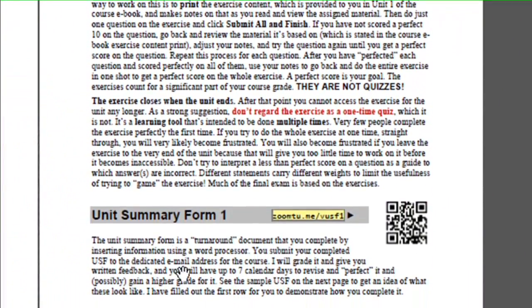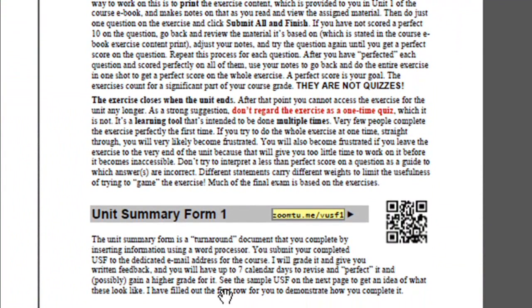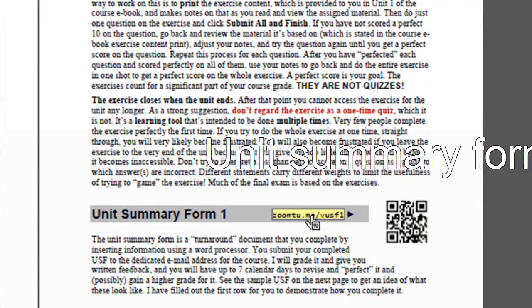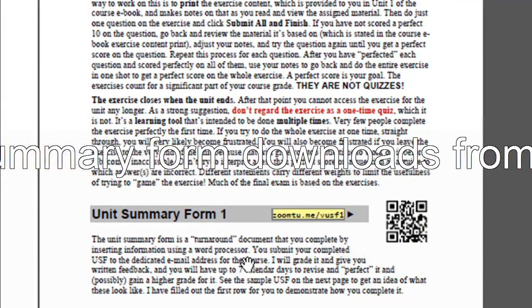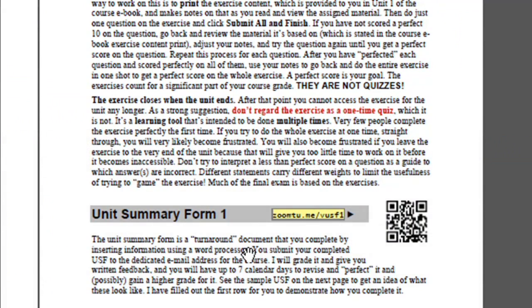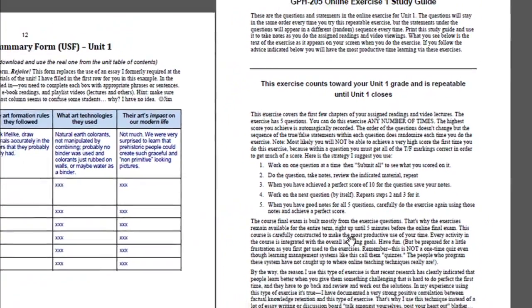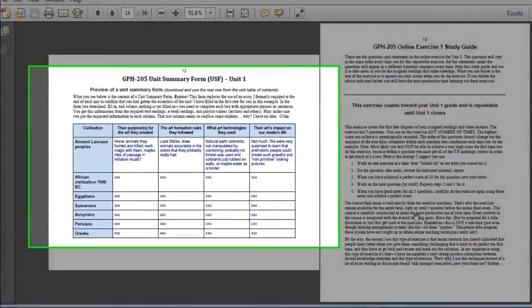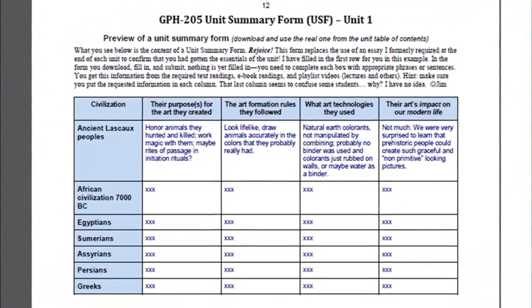Something you work on towards the end of the unit, although not too close to the end, is a unit summary form. Now this, if you click here, will download the unit summary form, which is a word processing document that you fill in. I don't think this QR code will be so useful for you on this, but I included it here anyway. On page 12, you see what the first USF looks like, the unit summary form.